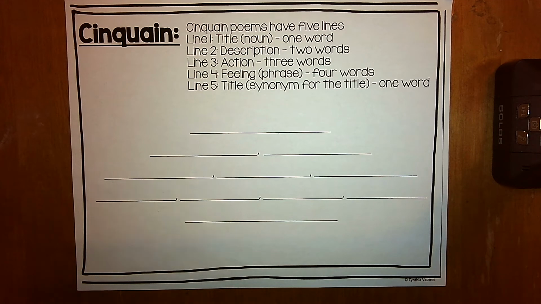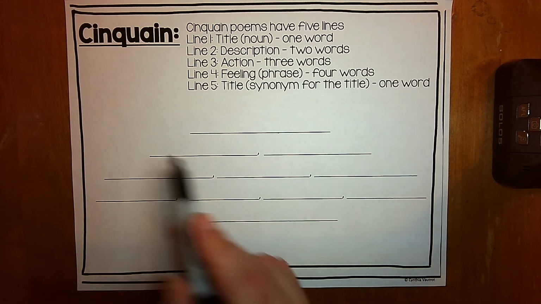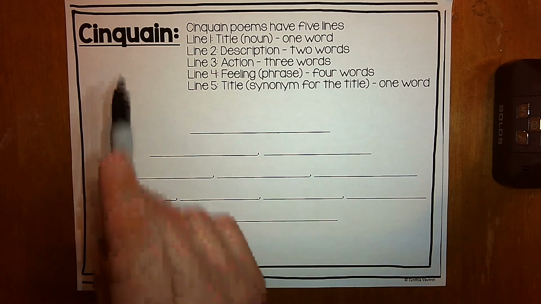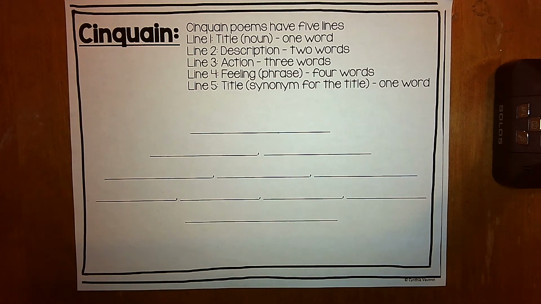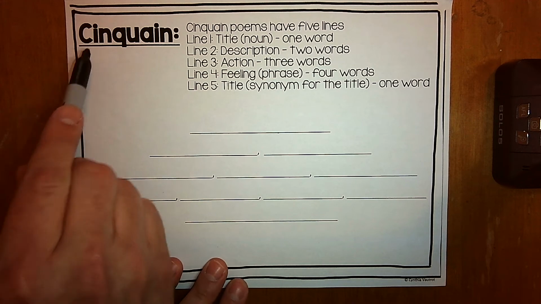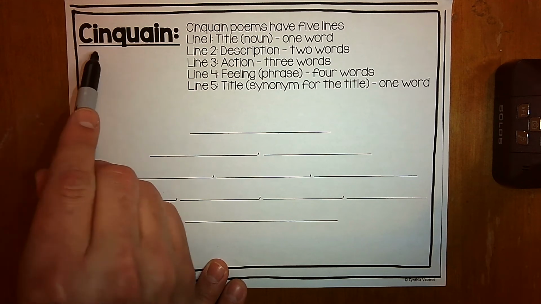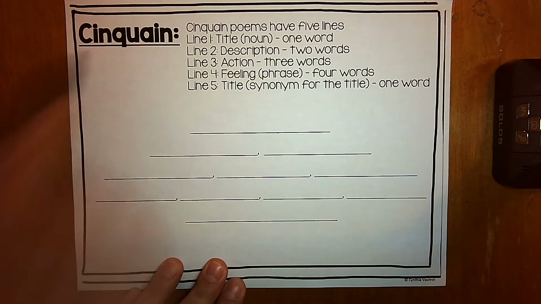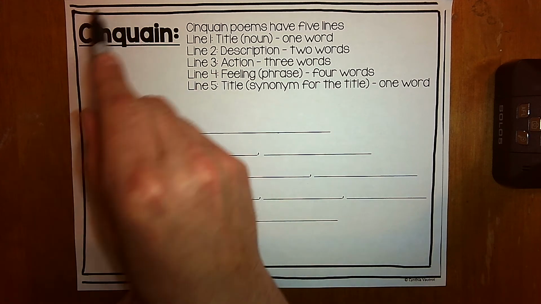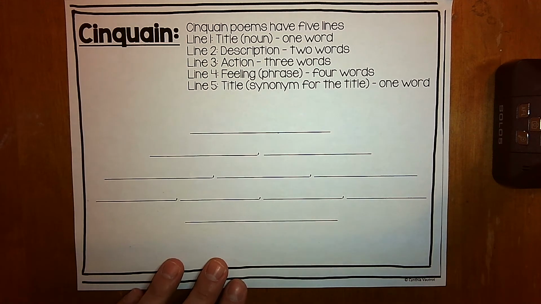Now, remember, a line in poetry is a row of words, and a cinquain has 5 lines. It's a Latin word, and I think the word sin means 5 or something like that. I have a tough time pronouncing this word, but I do know there's some reason why it's 5 lines. It has to be 5 lines.